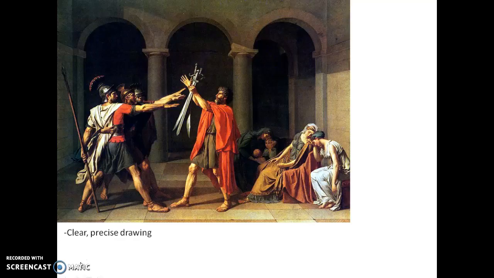So, as typical for the neoclassical style, in this painting what is important is a really precise drawing. You can really see all the contour lines, you can see all the details, all the forms are very precise and clear. For the neoclassical artists, the line, the drawing, is much more important than the painting. They consider line more important than color.